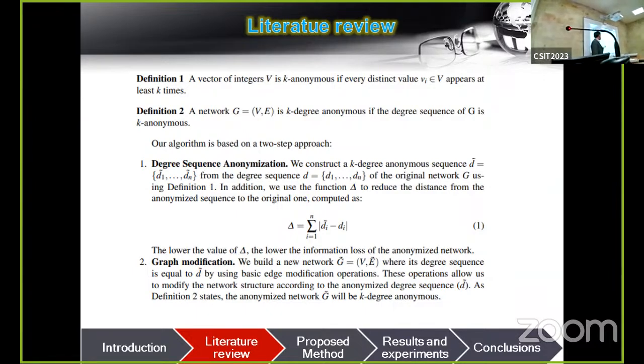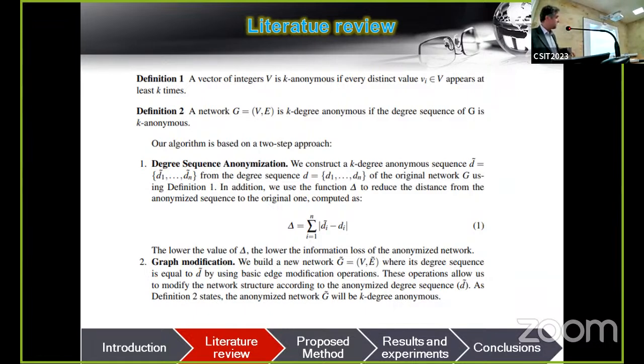We must reduce delta. Delta equals the summation from i equals 1 to n of the absolute value of d̃i minus di. The lower the value of delta, the lower the information loss of the anonymized network. For graph modification, we build a new network, G̃ equals (V, Ẽ), where the degree sequence is equal to D̃, by using basic edge modification operations. The operation allows us to modify the network structure according to the anonymized degree sequence. As Definition 2 states, the anonymized network G̃ will be degree anonymous.